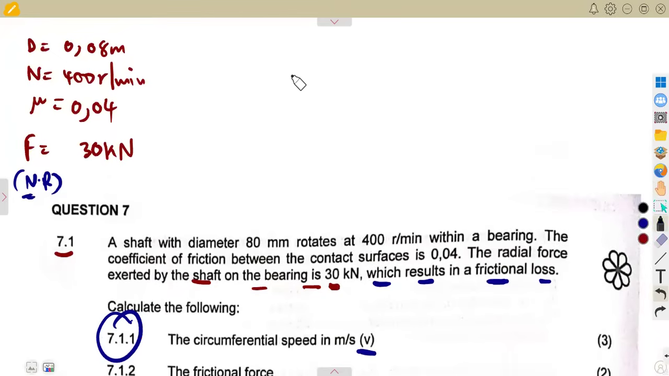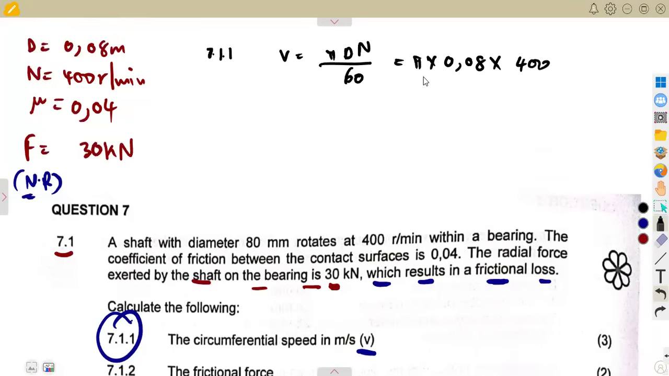All right, like I said, this one was just a normal application of our formulas. V, remember, that's pi D N over 60. That means we're going to have pi times the diameter, 0.08, times the speed, which is 400, everything over 60. So if you do this, we are going to obtain the velocity in meters per second, which is 1.676 meters per second.